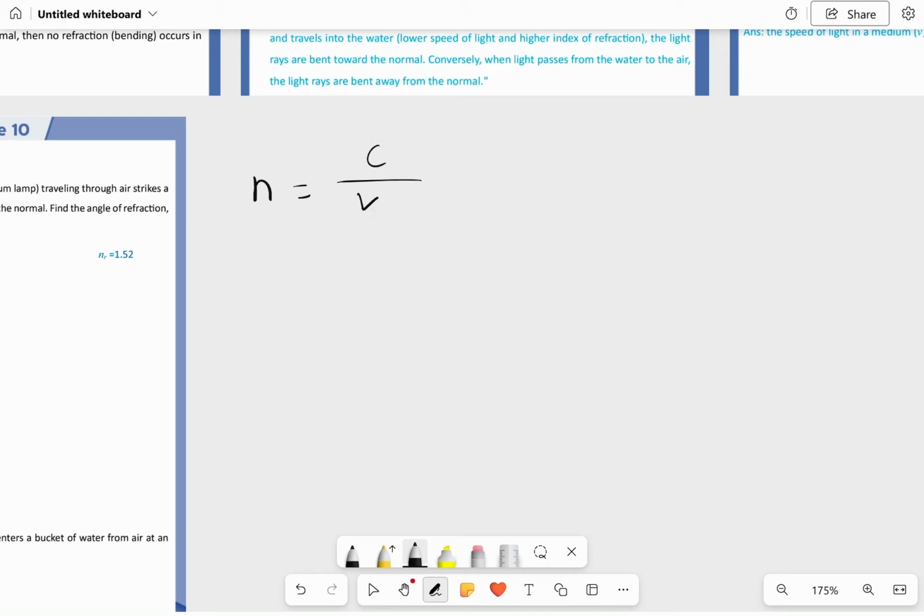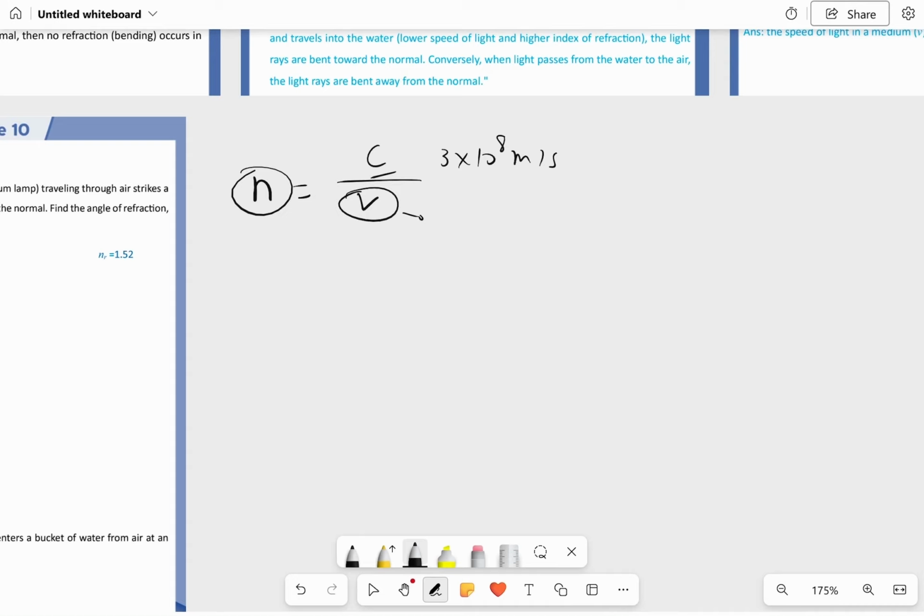We want to know what is the change in the speed of light when it changes from one medium into another. We have the speed of light in vacuum, which is equal to 3 times 10 to the power of 8 meters per second. And then we have the speed of light in that medium, okay? We're going to calculate that too, and then we're going to get the index of refraction.